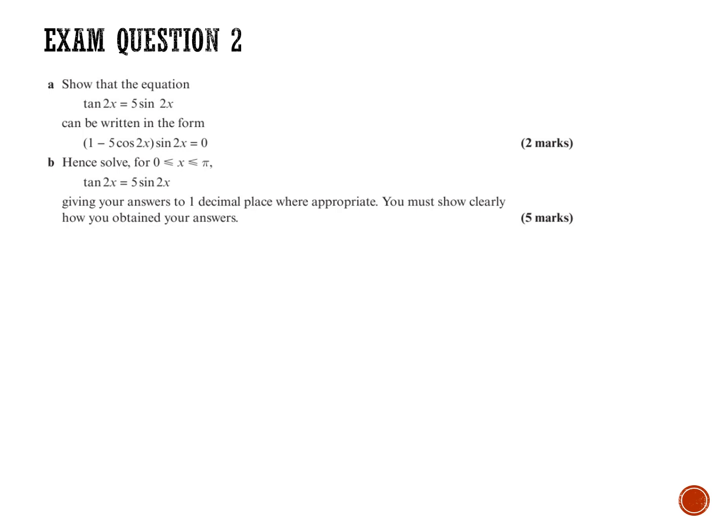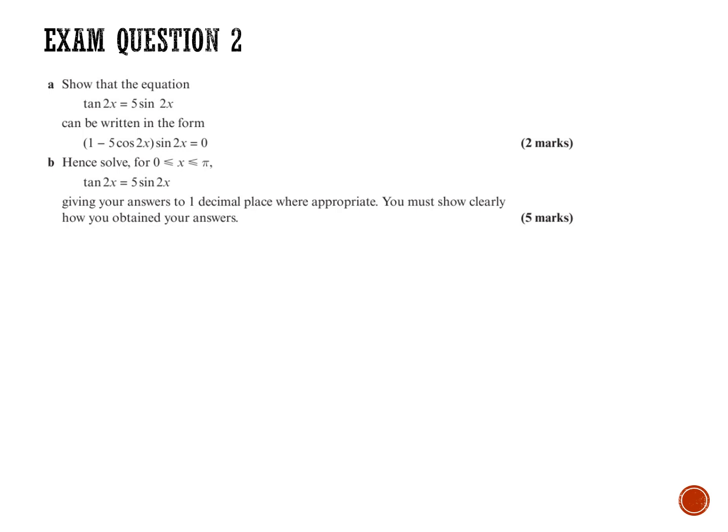Again, pause the video just to write down your question. Very similar format to the other one. We've got to show that, and then we've got a hence solve, slightly different range of values, but it is between 0 and pi, so that's telling us it's radians. So again, if you can't manage to show that, make sure you then go on and solve it, because the hence means using that from the first part.